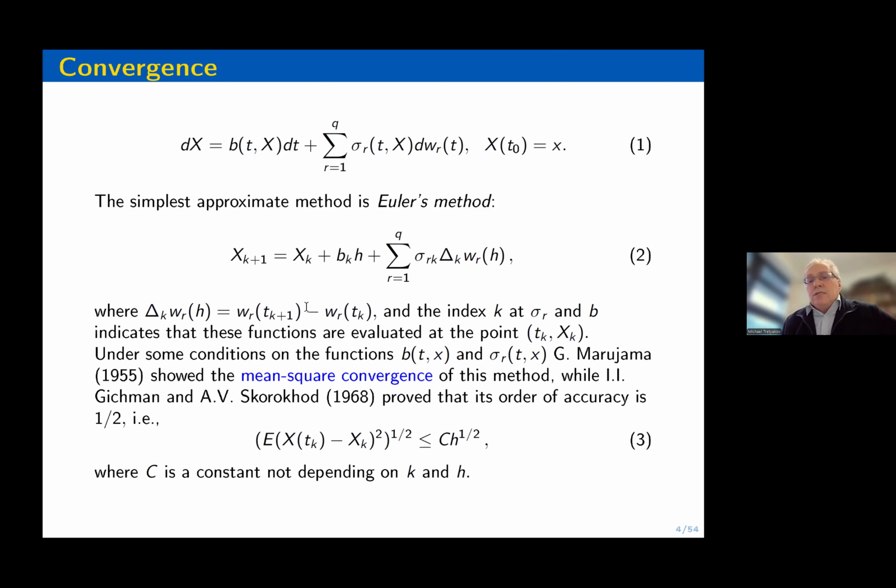This method is constructive, and I will use this word constructive several times. What I mean by that, I can take this object and put it on a computer virtually as it is written. And it also means that the random variables involved are cheap to simulate or simple to simulate. And obviously in the Euler method, we have just Gaussian random variables, and we have very fast random number generators on the computer. Maruyama, quite a long time ago now, proved mean-square convergence of this method, and then Gikhman and Skorokhod proved its order of accuracy, which is square root of h.